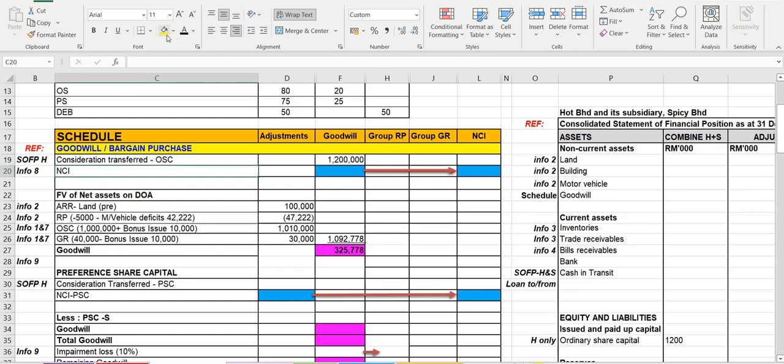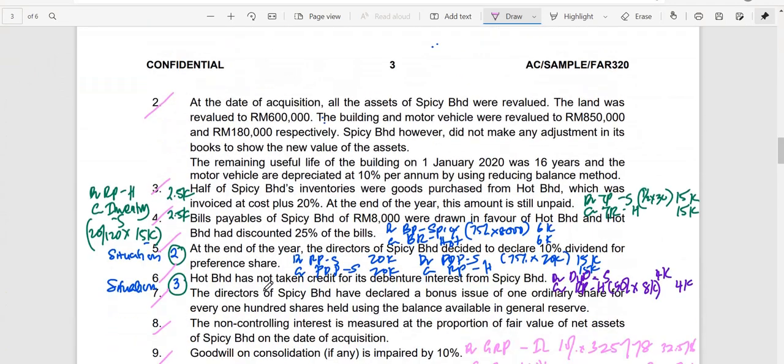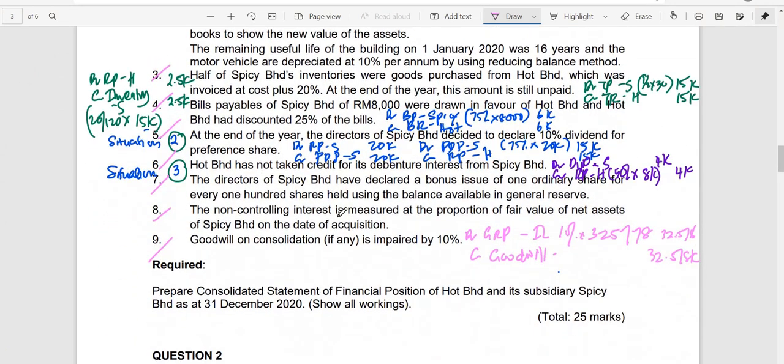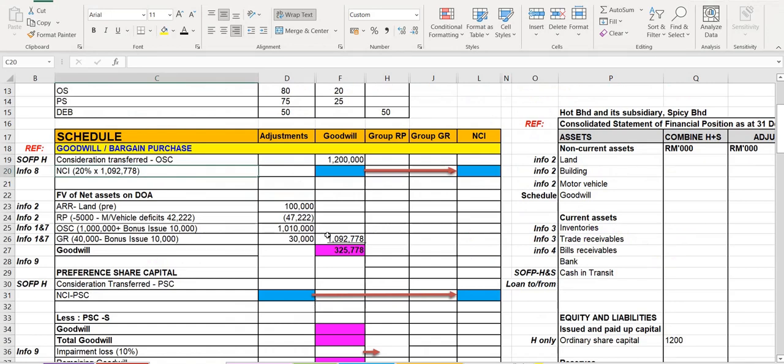And the non-controlling interest, if you can recall in the question, information number 8, the non-controlling interest is measured at the proportion of the fair value of the net asset on the date of acquisition. So therefore, we will take the proportion of the non-controlling interest and multiply it with the fair value of the net asset, which is 1,092,778 multiplied by 20%, and that will give you 218,556.